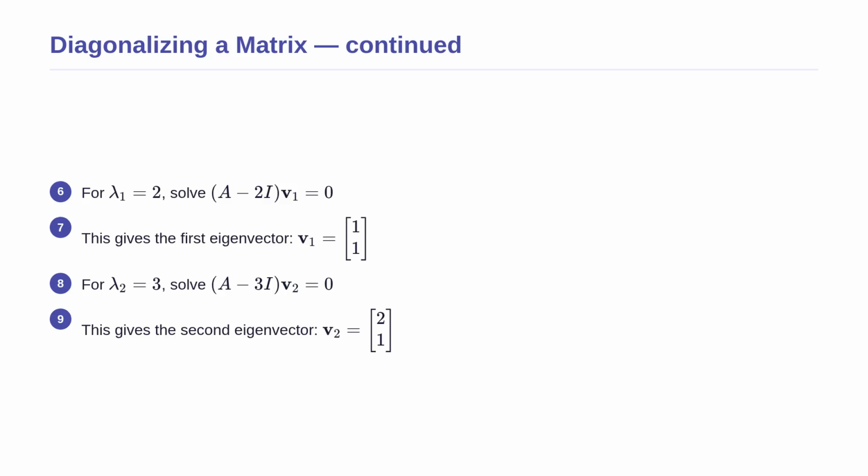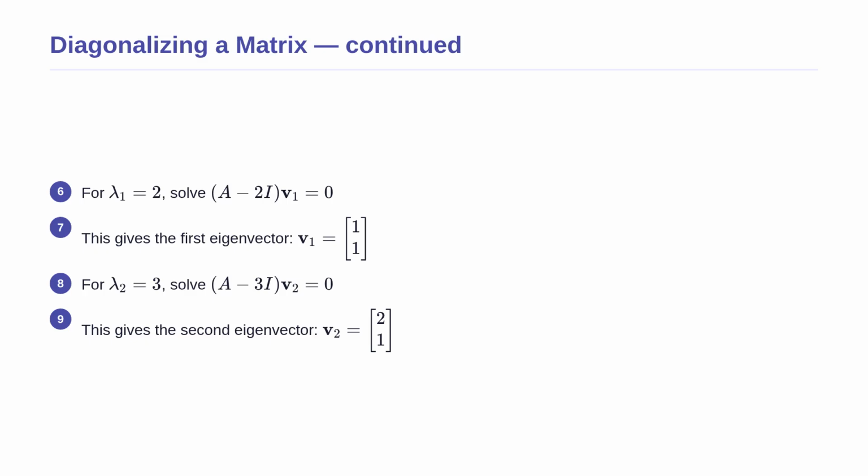Now that we have our stretch factors, we need to find the specific directions or eigenvectors for each one. We plug our first eigenvalue, 2, back into the matrix equation A minus 2I times v1 equals 0. Solving this system reveals that the first eigenvector has coordinates of 1 and 1.